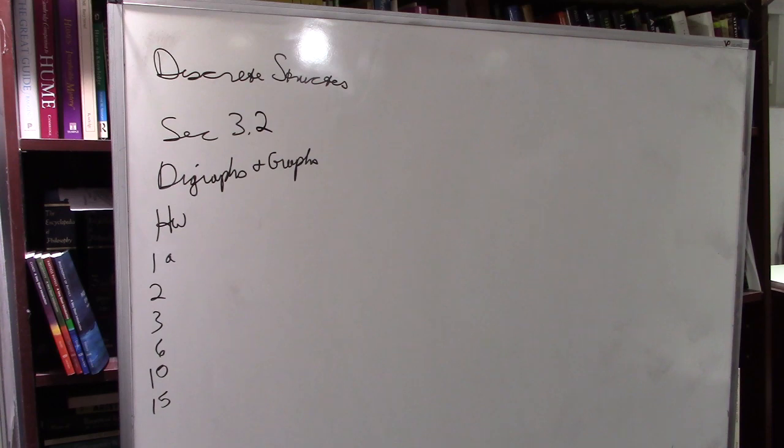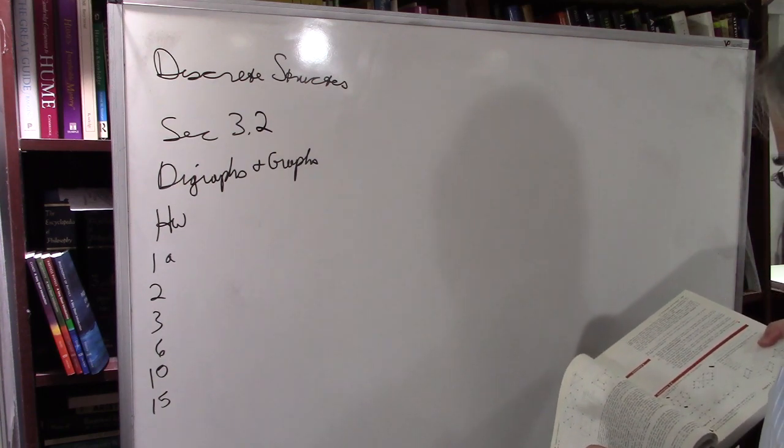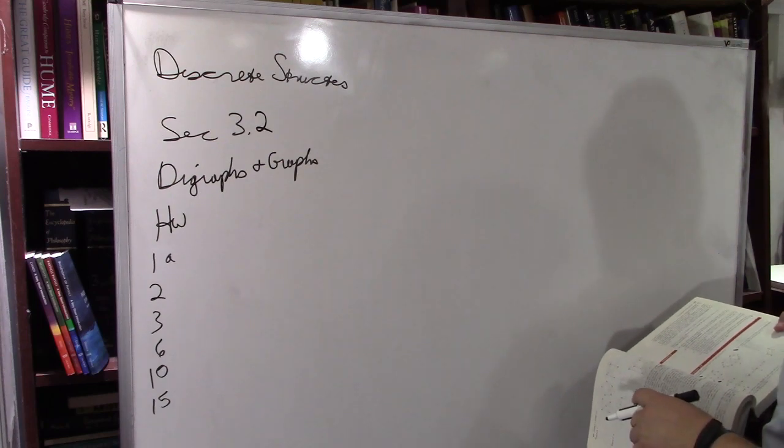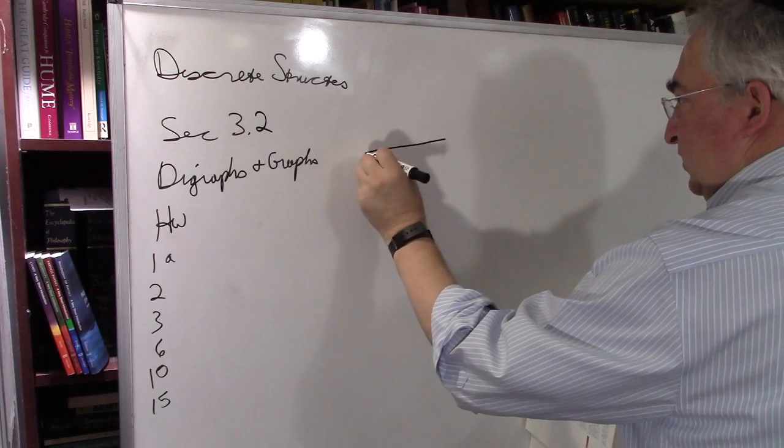Okay, number three. It says, which of the following vertex sequences describes a path in the graph of figure A? So we have to write figure A. I am definitely going to make a mistake here. But such is life.